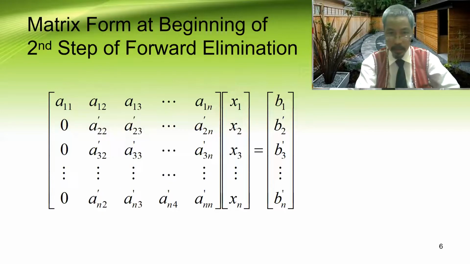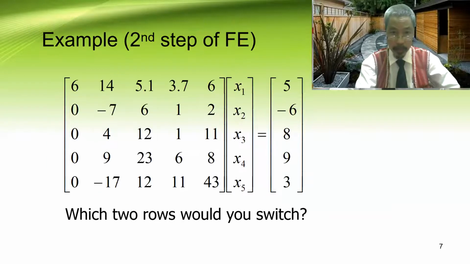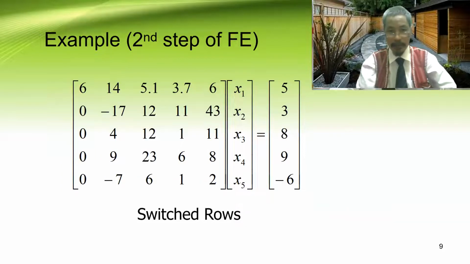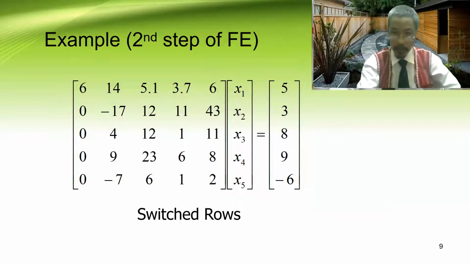We switch the second row and the fifth row. Take a look. Second row: 0, negative 7, 6. Fifth row: negative 17, 12. So they will be switched. Negative 17, 12 will be going to the second row. Okay, we are able to switch.